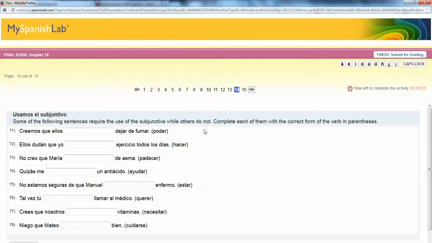Some of the following sentences require the use of the subjunctive while others do not. So that's the same thing again. You've got to go back through our subjunctive rules, and decide which words imply subjunctive and which ones do not. And you're going to conjugate each of those verbs either in the subjunctive or in the regular present tense.